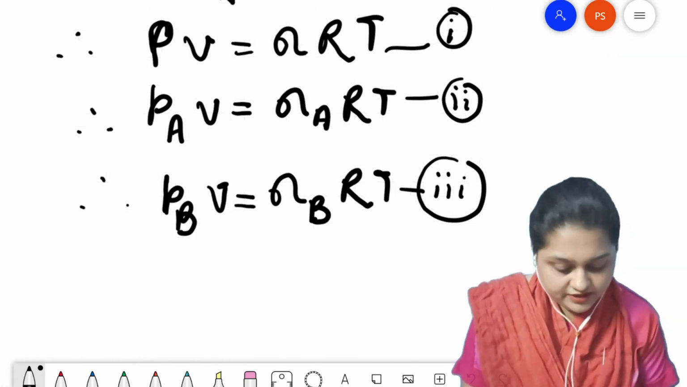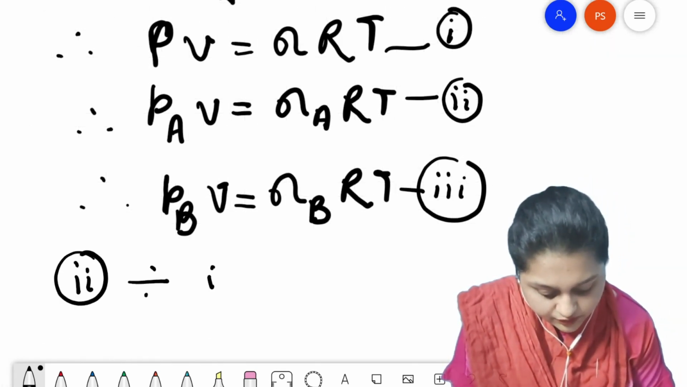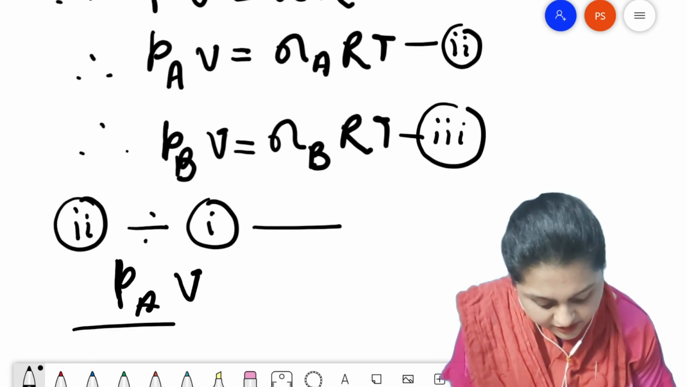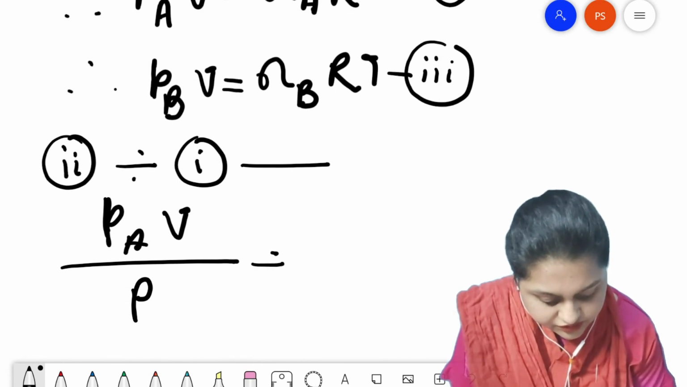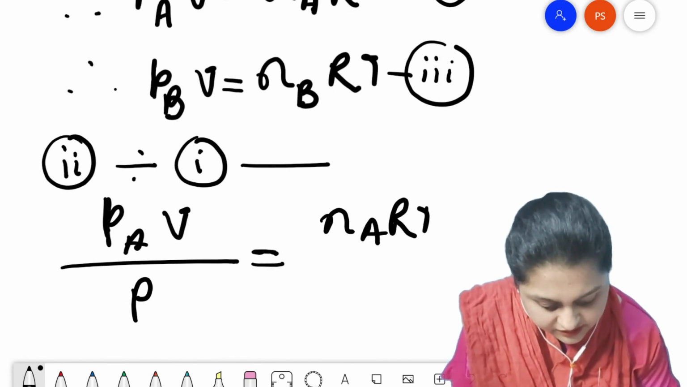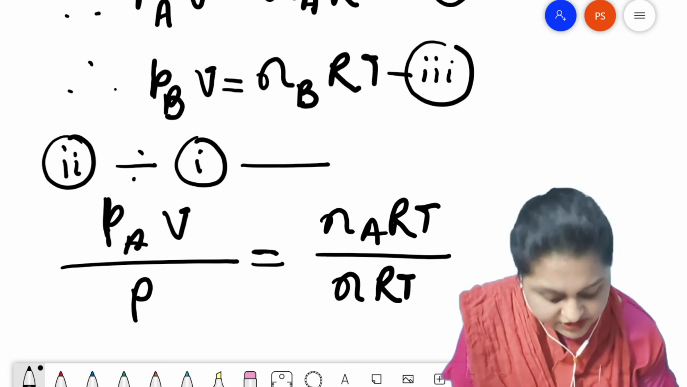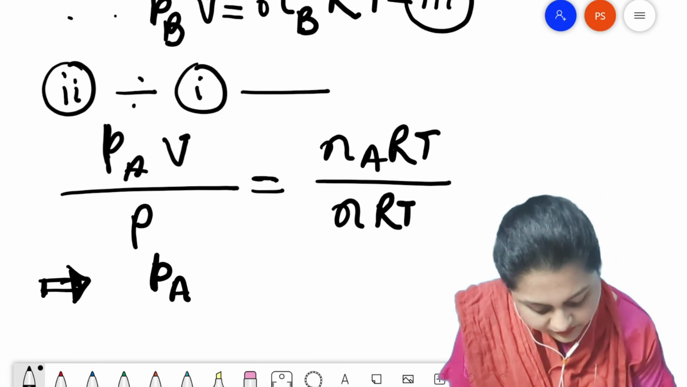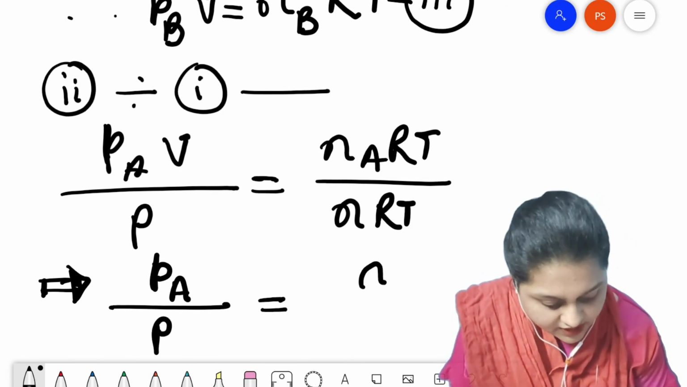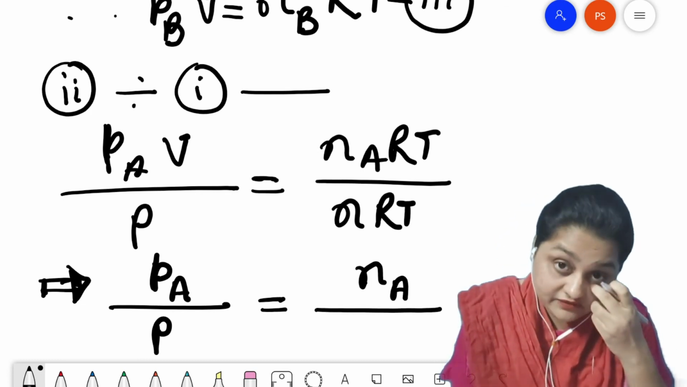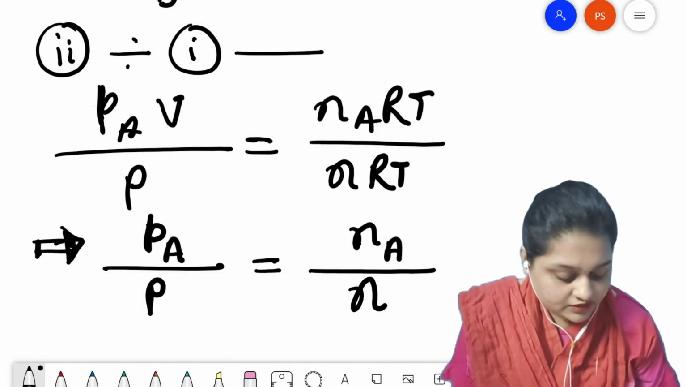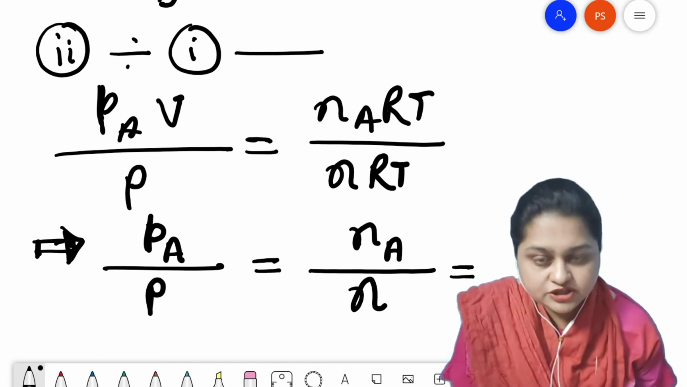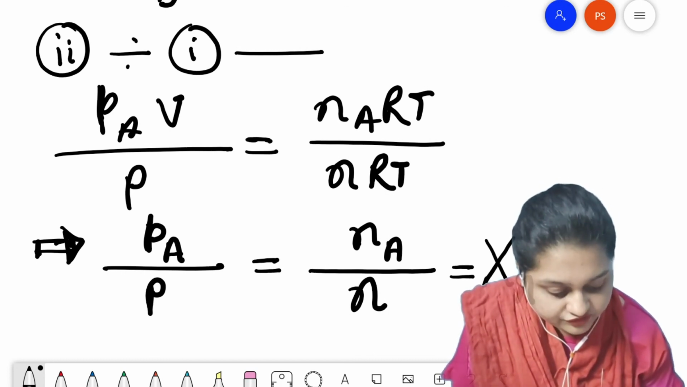Now, by simply dividing equation 2 by equation 1, you can get Pa V divided by P V equals Na RT divided by nRT, or Pa by the total pressure P equals Na, the number of moles of A, divided by the total moles of the mixture N. Now, we know that Na by N, the number of moles of a certain component divided by the total number of moles of a mixture, is nothing but the mole fraction of that component.